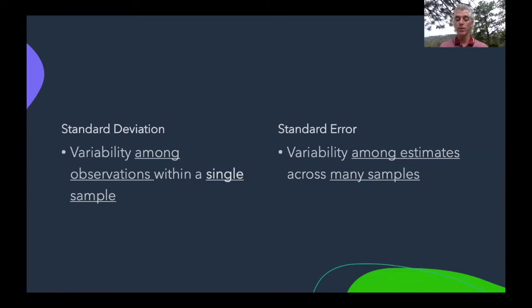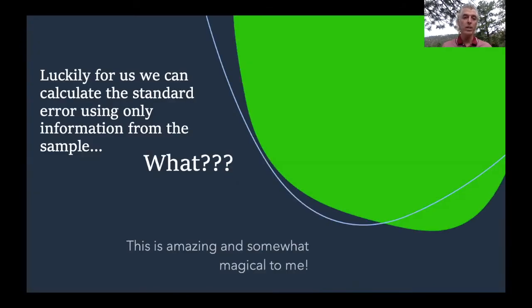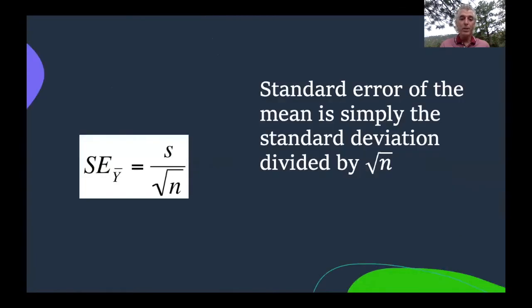But wait a minute, no one's going to go out and sample a population thousands of times to calculate a standard error. So how can we deal with this? What can we do? But luckily for us, we can calculate the standard error using information from a single sample alone. This is almost kind of magical that we can do this. Well, how can we do this? As it turns out, we can measure the standard error of the mean simply as the standard deviation of the sample divided by the square root of n.